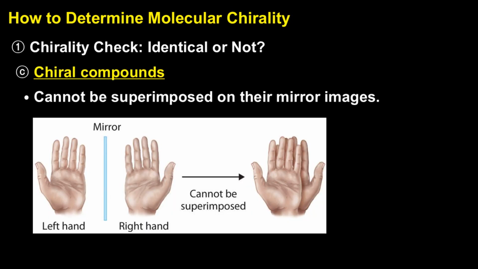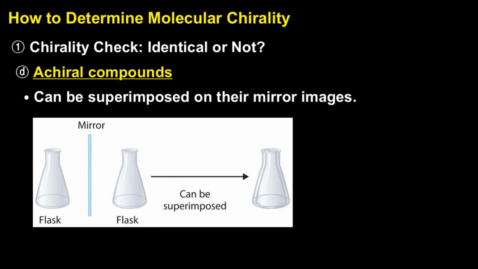A really easy way to picture this is by looking at your hands. Your left and right hands are mirror images of each other, but no matter how you rotate them, they just don't line up perfectly. That's the essence of chirality, when an object and its mirror image can't be superimposed. Molecules that show this property are what we call chiral.